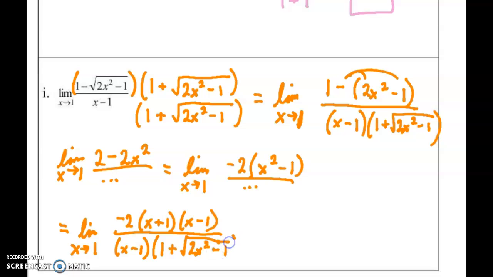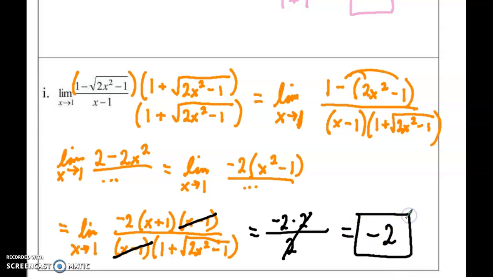Minus 1 there. And let me just switch over to this color. X minus 1s will cancel. We can plug in 1. So in the numerator, you get -2 times 2, over in the denominator, 1 squared, 2 minus 1 is 1, square root of 1 is 1, plus 1 is 2, and cancel one of those out, and you're left with negative 2. There you go.